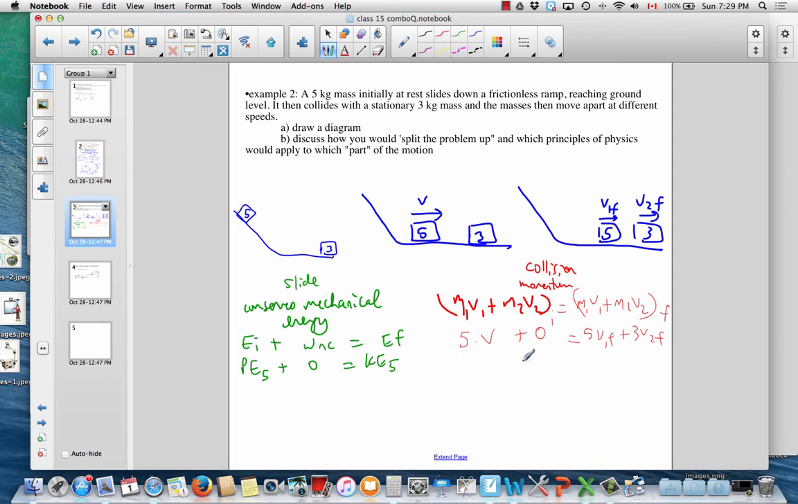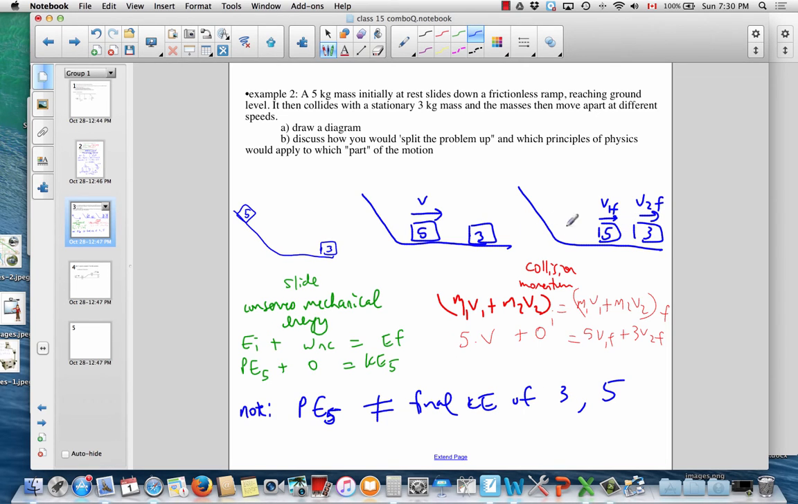So there's two steps here. You have to analyze the slide using energy, and then the collision using momentum. Now, a common mistake would be to say that the potential energy here at the beginning, so let's make a note here. Note, the PE of the 5 kilogram does not equal the final kinetic energy of the 3 and the 5. Does not equal this. Why?